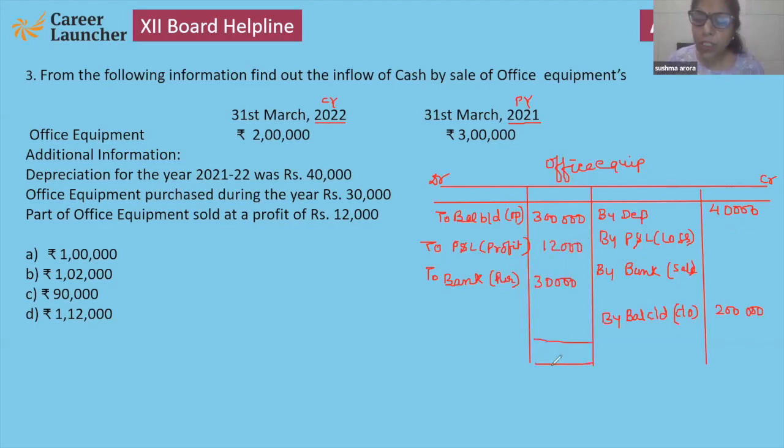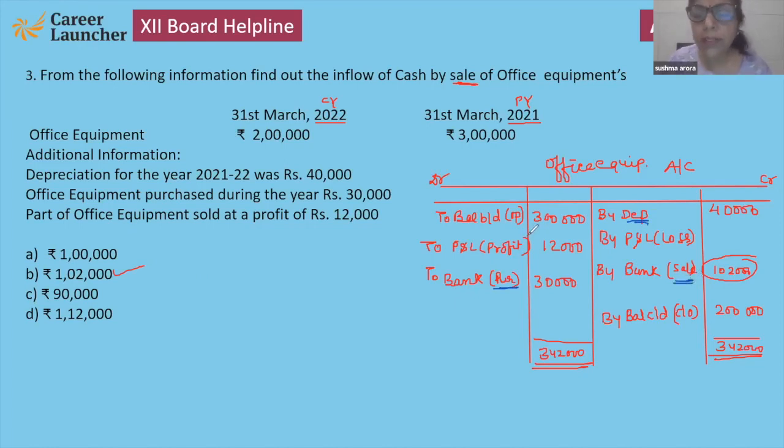Now see, the total of this side is 3,42,000 and the total of this side is 2,40,000 only. It means 1,02,000 will be the selling price. So find out the cash by sale. So your answer will be 1,02,000. Yes, my dear children. By making this account, we can find out many things, whatever they may give you to calculate: purchase, maybe depreciation, maybe sales.